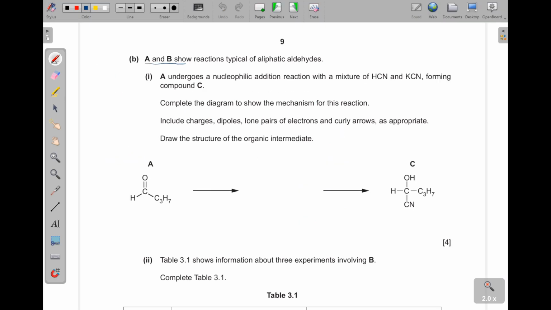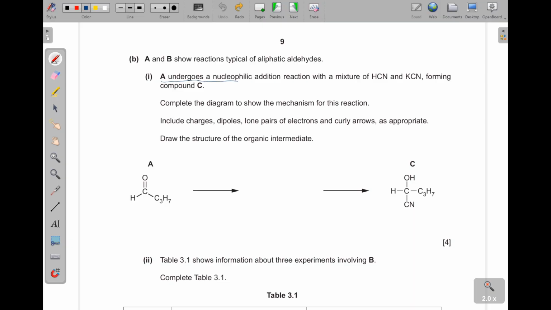Part B, A and B show reactions typical of aliphatic aldehydes. Aliphatic, these are straight chain. Okay, or we don't have the rings, the benzene rings. It may not be straight, I mean, because we can also have the cyclo. Okay, so aliphatic.